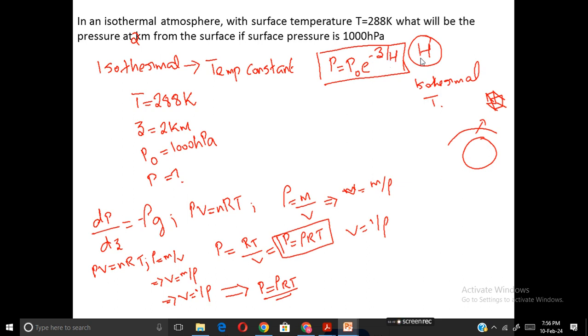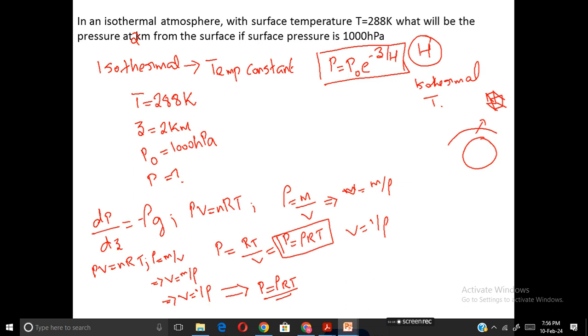So in the previous equations, what have we been doing? The value of H was given. So we just directly used the equation, put the value in the equation and did the calculations. But in this case, they haven't given the value of H.